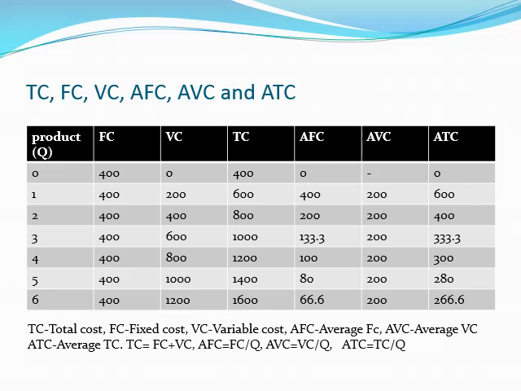So total cost equals fixed cost plus variable cost, average fixed cost equals fixed cost over Q, average variable cost equals variable cost over Q, average total cost equals total cost over Q. So ATC equals AFC plus AVC.